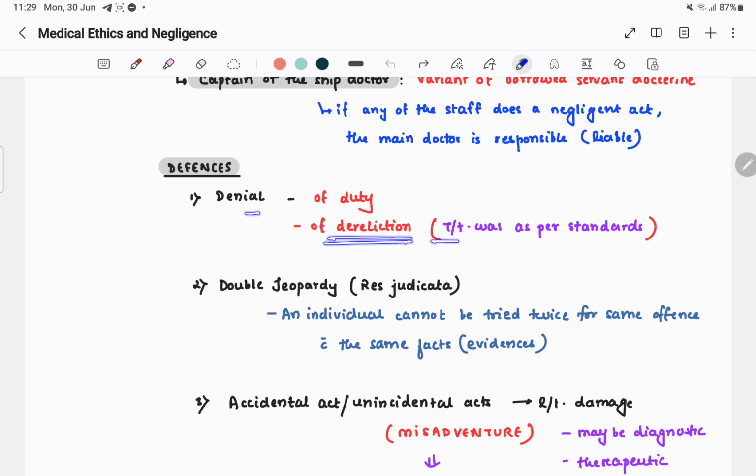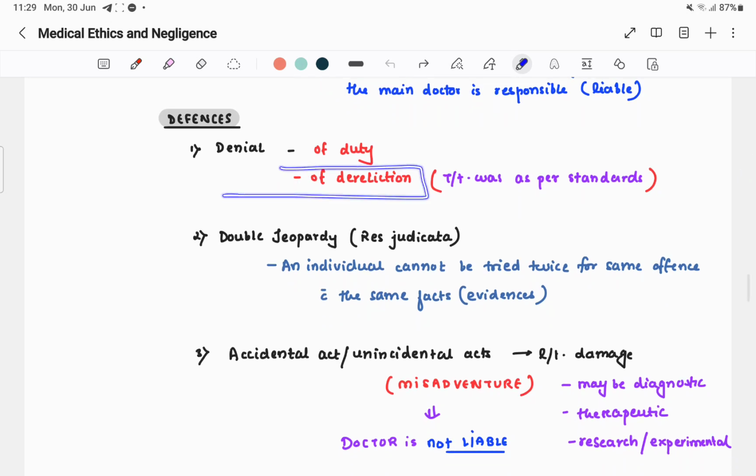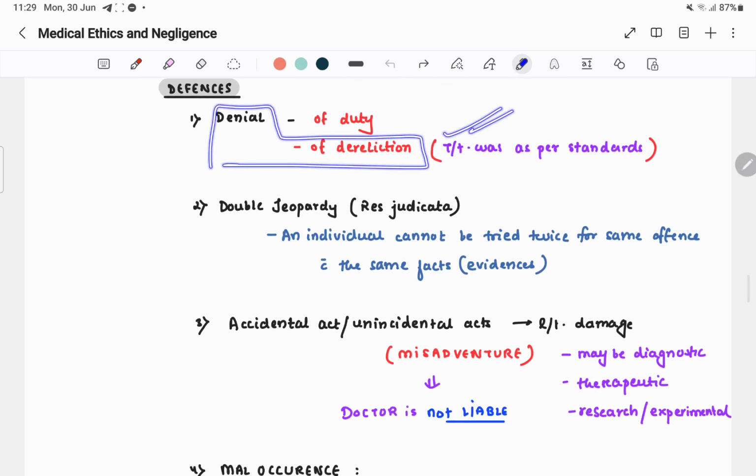Denial of dereliction means that the doctor can allege that treatment was as per the standard guidelines, so the damages suffered by the patient were not valid. Okay. So the doctor can be acquitted of the charges. The charges can be dropped.